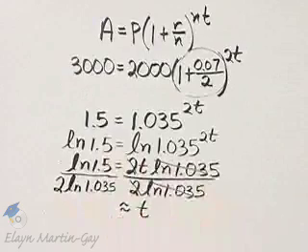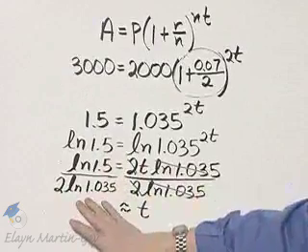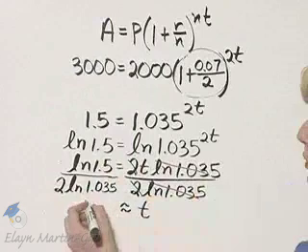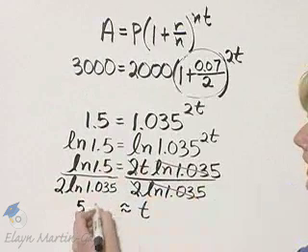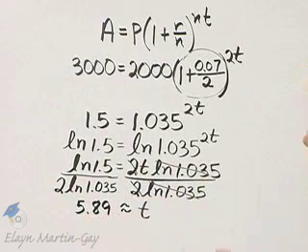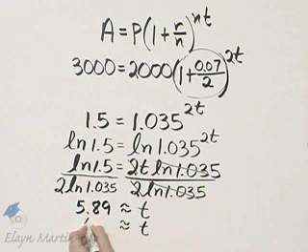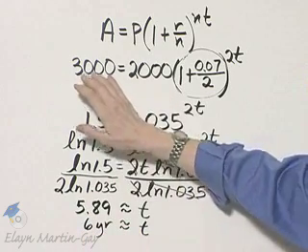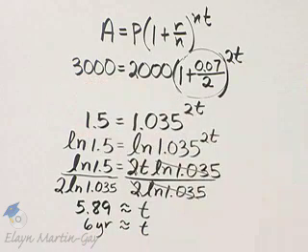Let's go ahead and use our calculator and approximate this. And if you do, it's approximately 5.89. Remember, we're told to round to the nearest whole, so to the nearest whole year, it's approximately 6 years. That's how long it takes 2,000 to grow to 3,000 given these other constraints.